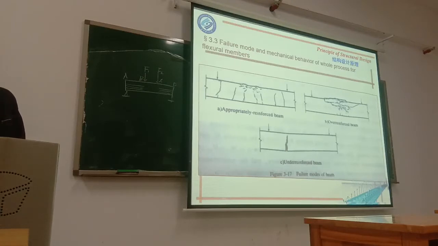So this failure mode belongs to brittle failure. It happens suddenly, and the concrete is crushed suddenly. You have no time to react. And this one is even more dangerous. In this case, you put too little steel reinforcement inside, or even no reinforcement inside.